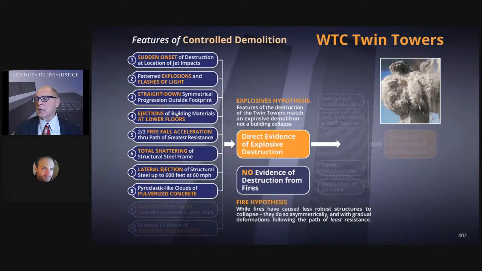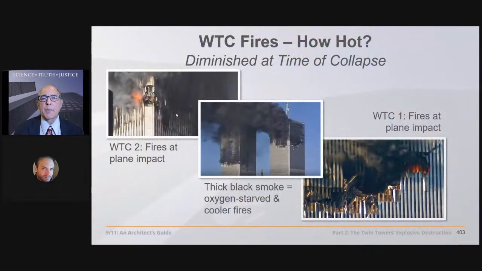Fire causes robust structures that are less robust than the Twin Towers to collapse, maybe, like wood frame buildings, but they do so asymmetrically with gradual deformation following the path of least resistance. In other words, over, if they're going to collapse at all, but not these fires, which are diminished, as indicated by the thick black smoke. They're oxygen starved at the time of the collapse.